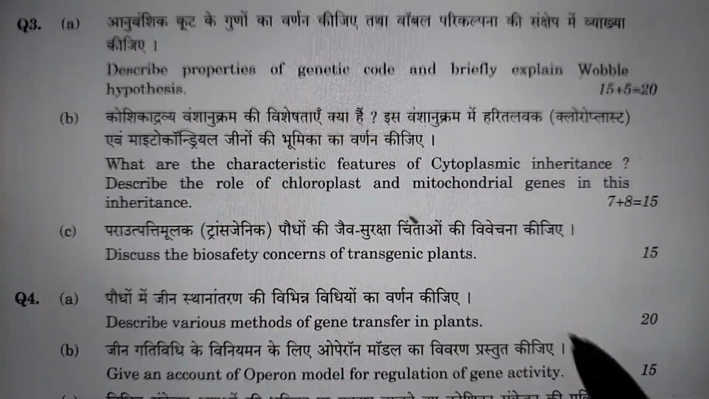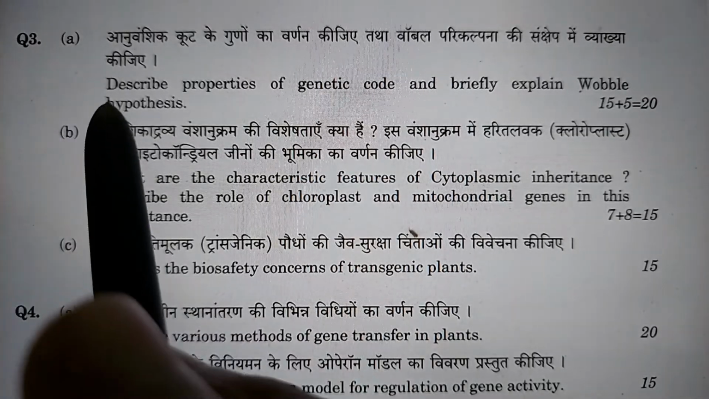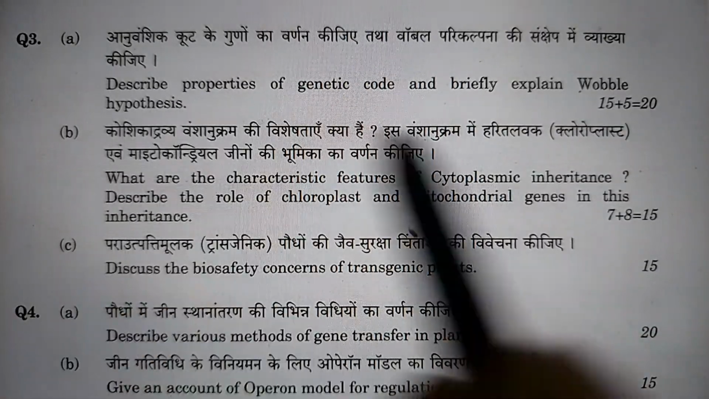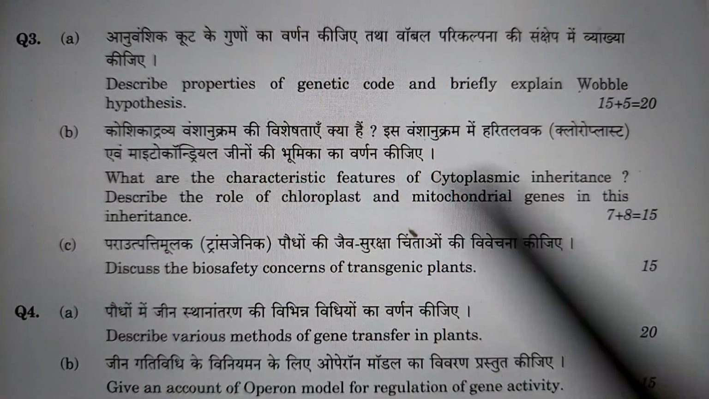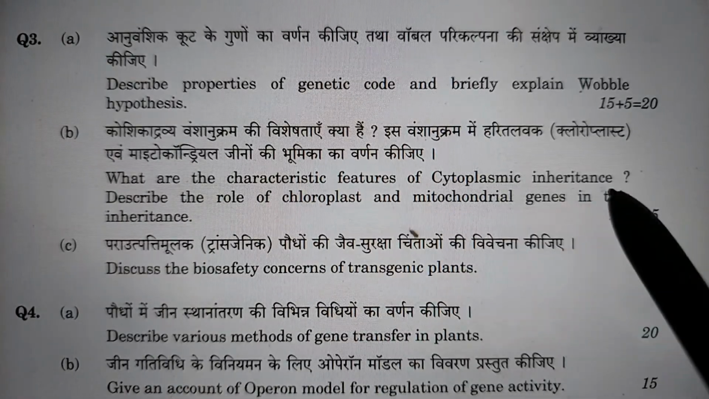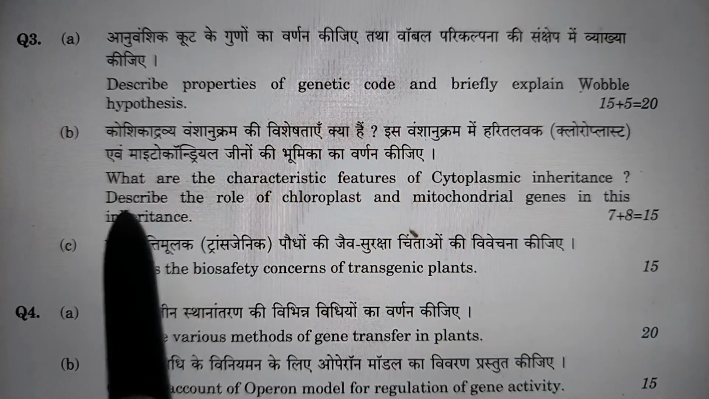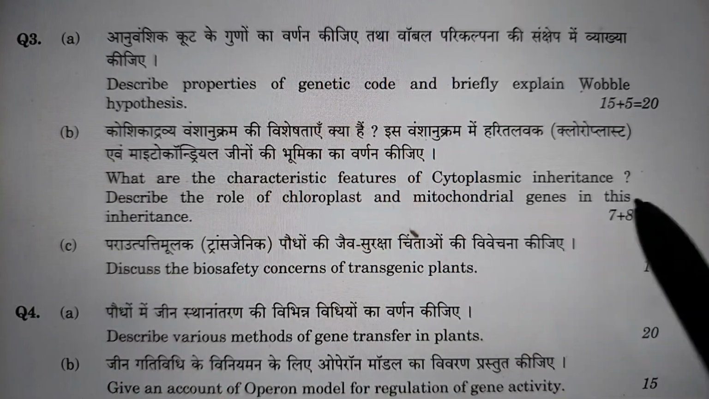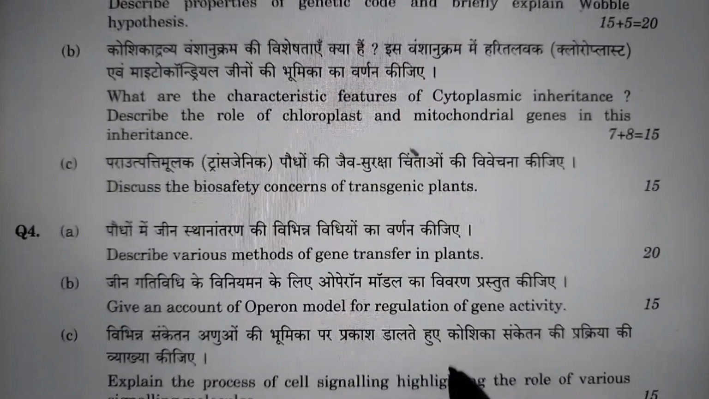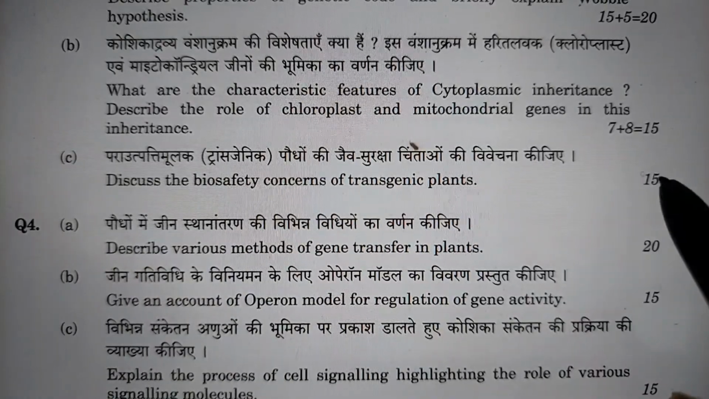So this is question number 3, and this one is also having 3 options. Option A is describe properties of genetic code and briefly explain Abel hypothesis, 15 plus 5 total 20. Option B, what are the characteristic features of cytoplasmic inheritance? Describe the role of chloroplast and mitochondrial genes in this inheritance, 7 plus 8, 15. Option C is discuss the biosafety concerns of transgenic plants, 15 marks.